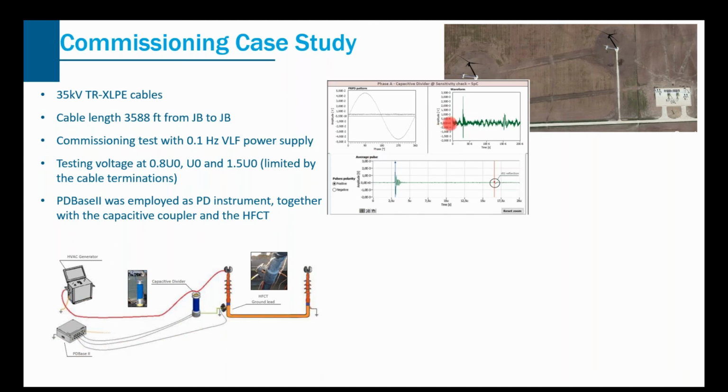So this is the sensitivity check. When we do the sensitivity check, we inject a pulse and we see the reflections. Even though the cable is very long, we can still see the reflections. And the injected pulse is very small. You can see we injected 5 picocoulomb pulses into the cable, and we can see the reflections. So that ensures our testing sensitivity is very high.